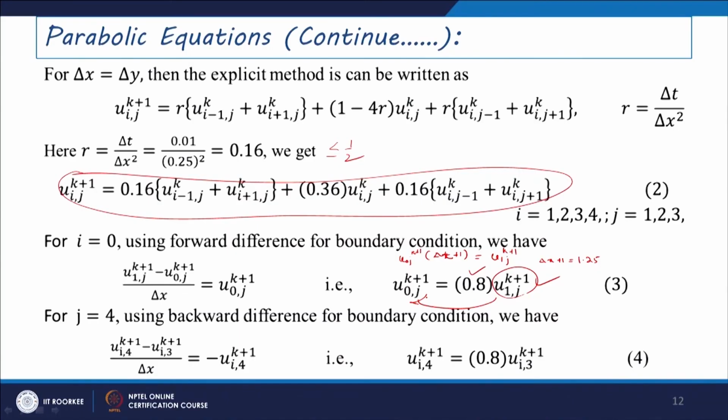And for i equals 4, using backward difference for the boundary condition, we can have ui4^(k+1) minus ui3^(k+1) by del x, this can be written as minus ui4^(k+1) here, and ui4^(k+1) can also be written as 0.8 ui3^(k+1). Same thing here, this boundary value can take the inside computed value, and it can be updated in each of the time steps and used in the computation process.